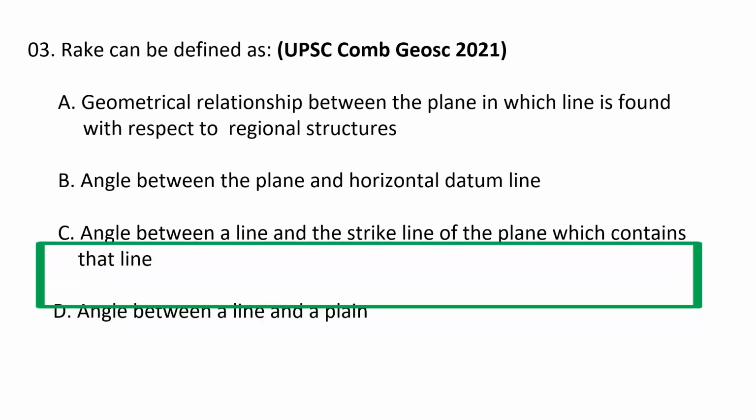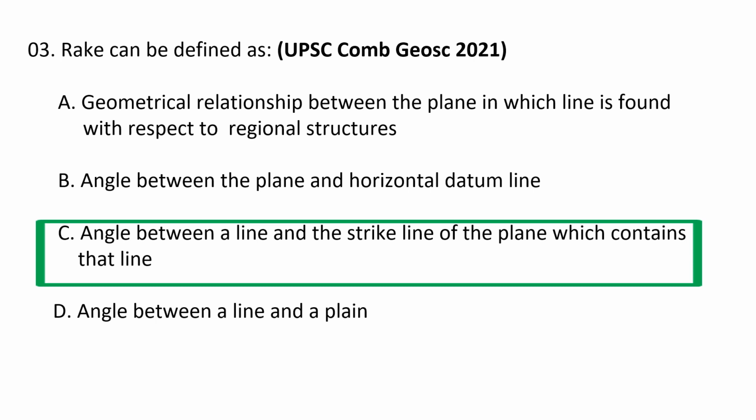Rake. In structural geology, rake can be defined as the angle between a line and the strike line of the plane which contains that line. Rake, or pitch, is formally defined as the angle between a line and the strike line of the plane in which it is found, and it is measured on the plane. The three-dimensional orientation of a line can be described with just a plunge and a trend. So C is the correct option.